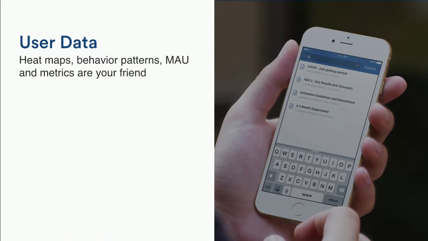So user data, I'm sure a lot of you are familiar with, but essentially it's just the analytics and metrics that are available on the product that's being used that help us track what kind of behaviors are happening. So that can come in the form of heat maps, behavioral patterns, monthly active users, and metrics.